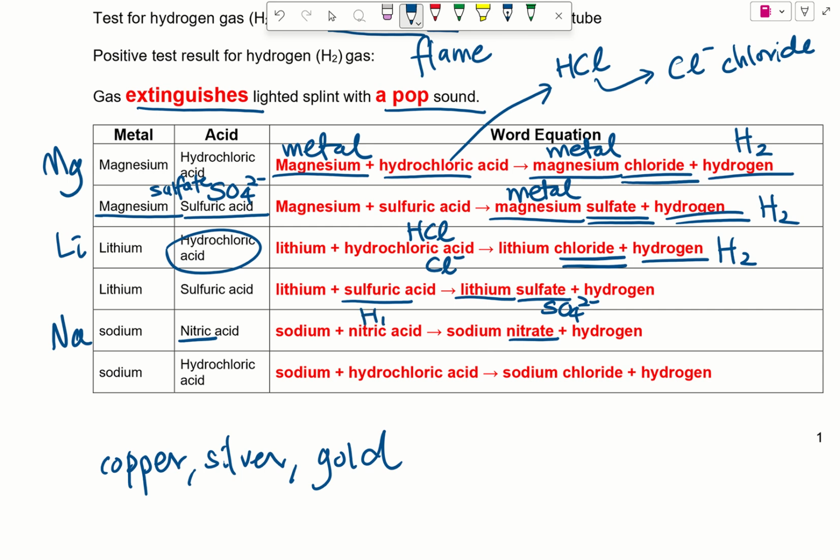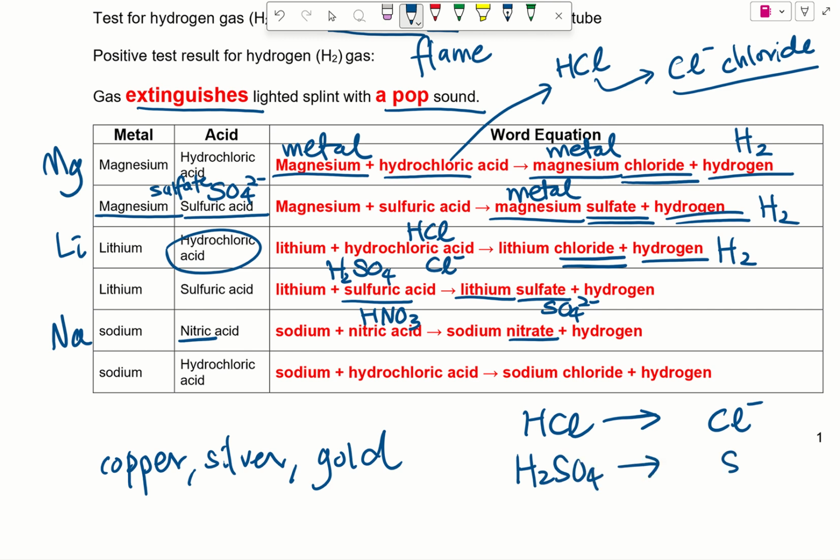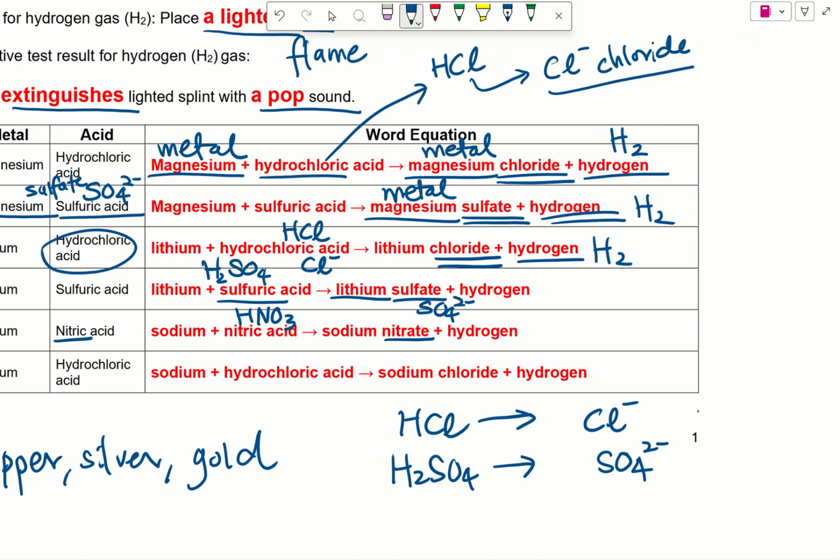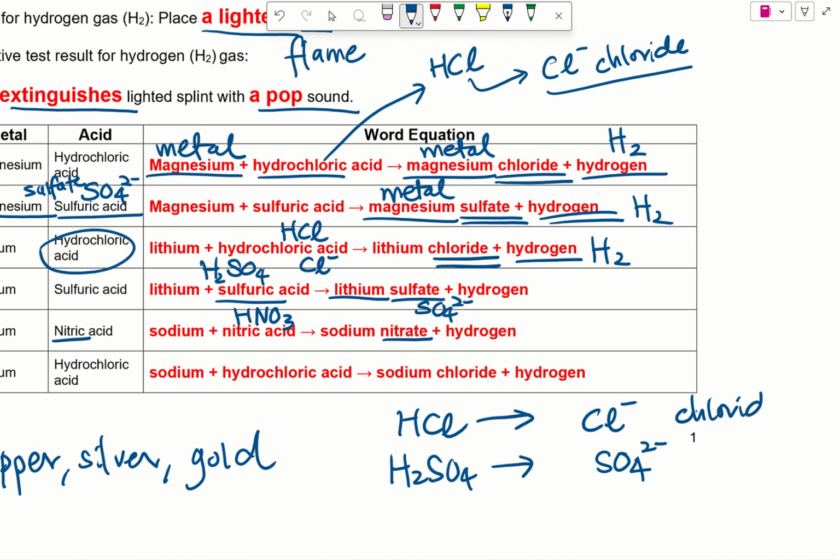Nitric acid is HNO3. Sulfuric acid is H2SO4. Hydrochloric acid is HCl. These are things that you need to know. Hydrochloric acid produces chloride, so the salt will be a chloride salt. Sulfuric acid will be a sulfate salt.